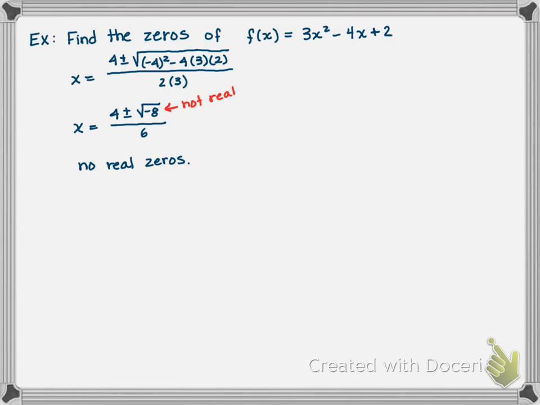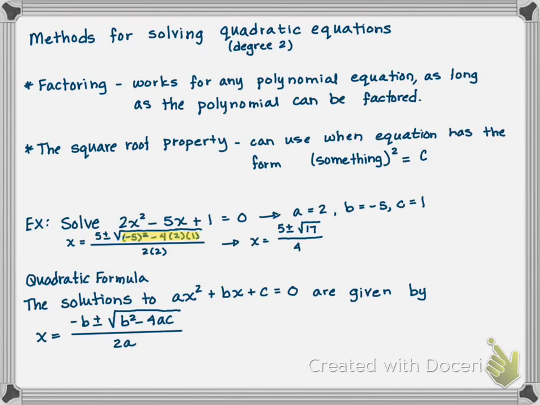But knowing that there's no real zeros tells us something, right? It tells us that it doesn't ever go through the x-axis. Oh, I forgot to mention, you guys have to memorize this.